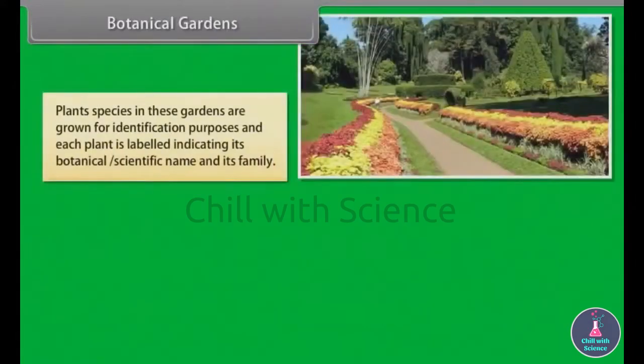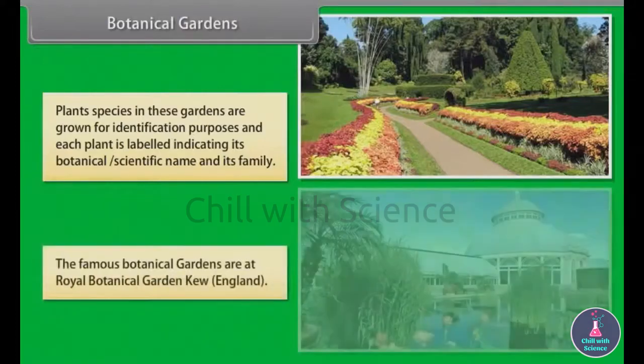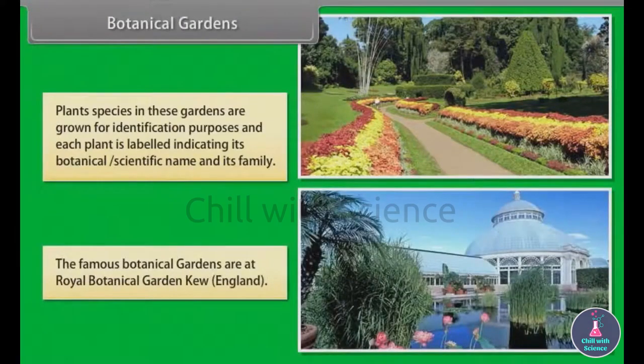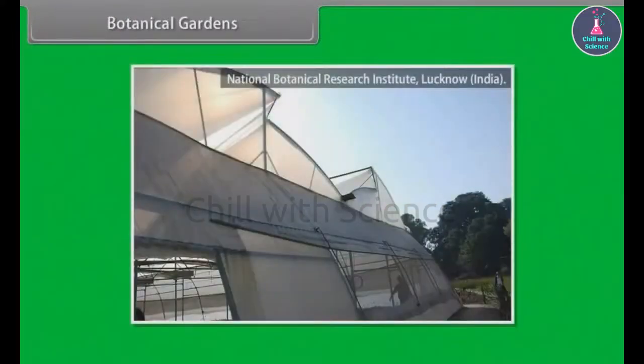Plant species in these gardens are grown for identification purposes, and each plant is labeled indicating its botanical scientific name and its family. The famous botanical gardens are the Royal Botanical Garden, Kew, England, and the National Botanical Research Institute, Lucknow, India.